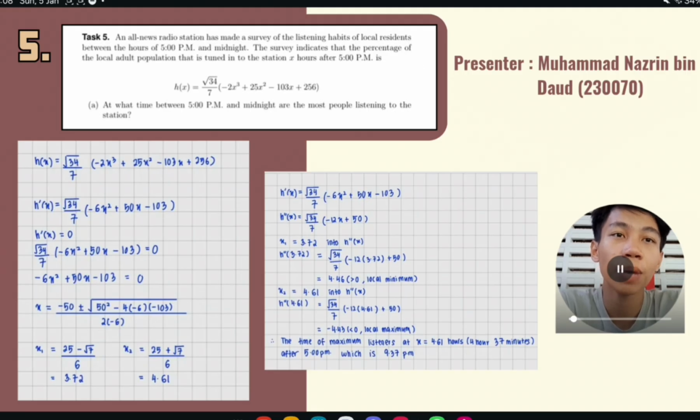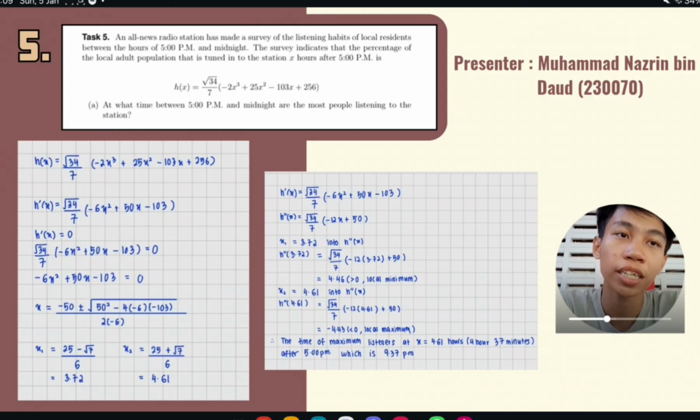Hi, Assalamualaikum. I'm Nazrin. For task 5, question A, it asks for the time of maximum listeners. From the original function, we need to find the first derivative, and we get 34 over 7 in bracket negative 6x squared plus 50x minus 103. The first derivative equals 0 to find the critical points. So we get the first x equals 3.72 and the second x equals 4.61.